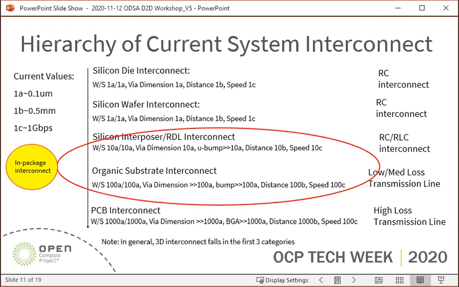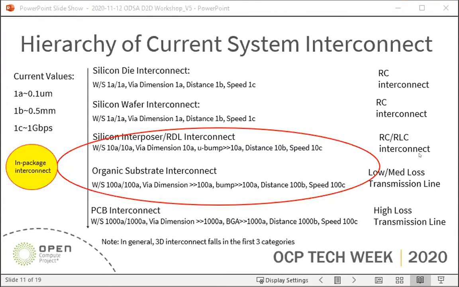The next level of interconnect is when we start communicating through media external to the die, and it could be a silicon interposer type of interconnect or RDL interconnect, but both of them are based on silicon technology.